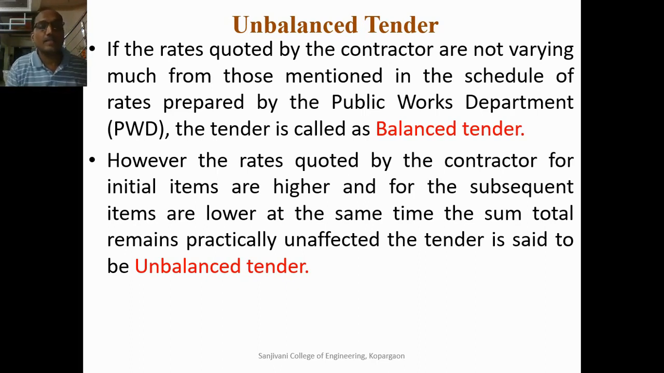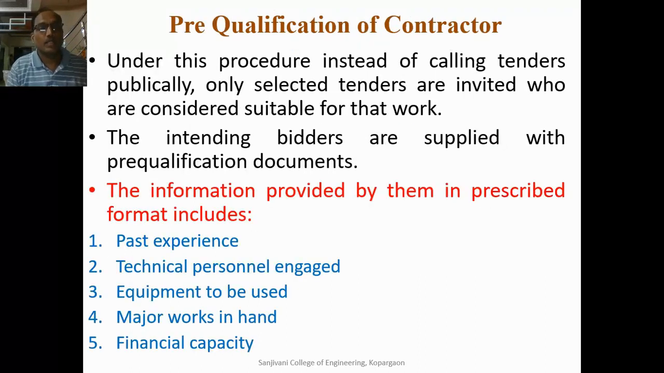The intention behind an unbalanced tender by the contractor is to achieve more profit on the initial items, and the rest of the work may or may not be completed by the contractor.